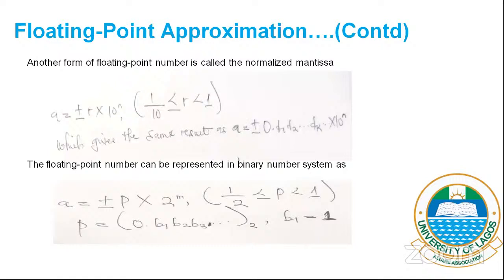So like I said, floating point approximation. The one we looked at is basically in base 10, which is decimal, while this one is the binary aspect of it, which will still give you the same result. Because in base 2, a floating point number can be represented in the binary number system as A is equal to plus or minus P times 2 raised to the power M, where half is less than or equal to P, less than or equal to 1. Then you have the same result if you are given an example and we substitute the figures based on the formula. Next slide.